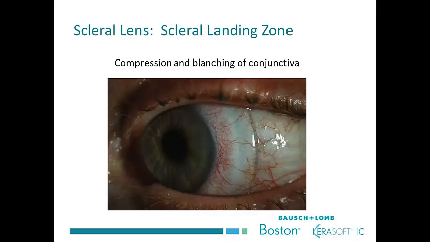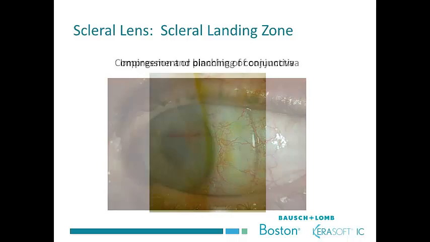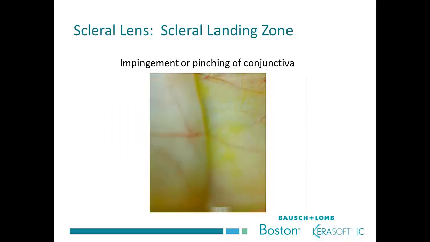When you're looking at the scleral landing zone, you want to evaluate to make sure that there's no compression of the conjunctiva or blanching of those vessels that you can see here. You're looking at the major vessels coursing through, but then these smaller vessels get impinged off underneath this area. So compression of the conjunctiva will cause this blanching effect. Impingement of the conjunctiva happens at the very edge of the lens.